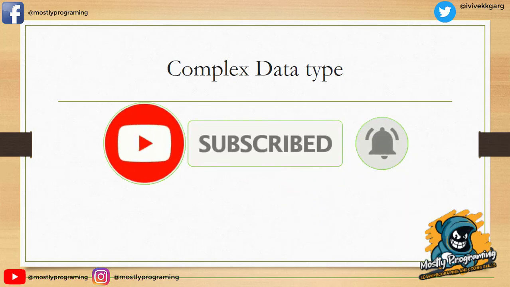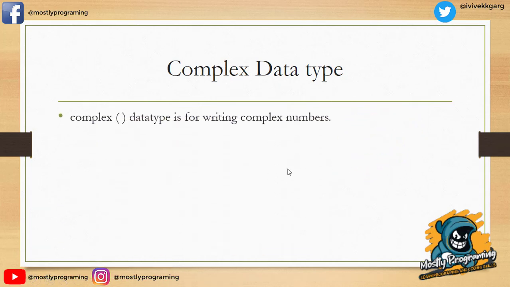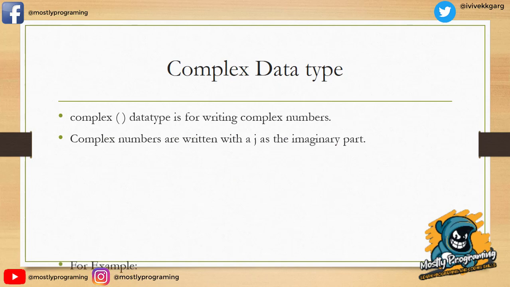So what is complex data type? Complex data type is for writing complex numbers. We all know what complex numbers are, in the form of iota. For example, 7 plus 3j is a complex number, right? So complex numbers are written with a j as the imaginary part. For example, x is equal to 5 plus 7j is a complex number. y is equal to minus 7j, only the imaginary part, is a complex number. Or z is equal to 5j is a complex number.